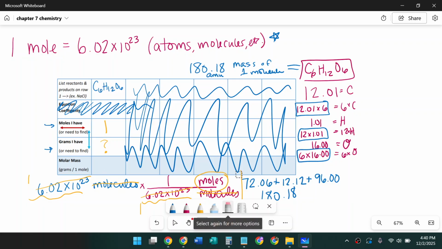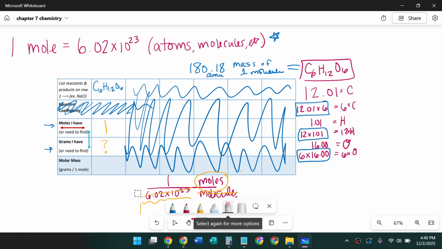Now I'm going to go ahead and erase some of this extra stuff over here so that we have a little bit less mess. I'm going to erase this. And the reason I said you probably would think I was silly for writing this is when they told me how many molecules I have, I could look at that number and say, hey, that's Avogadro's number. That means I have a mole.